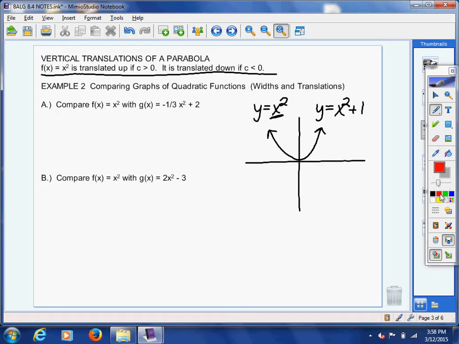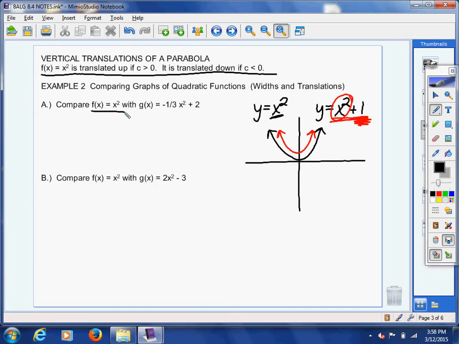Let me change colors real quick. And this is the parent function moved up 1. And so now the graph's going to look like this. So that plus 1 right here just means we're going to translate up. The parent function is just going to move up 1 unit. Okay? So let me shift back colors here and let's talk about letter A and letter B together.